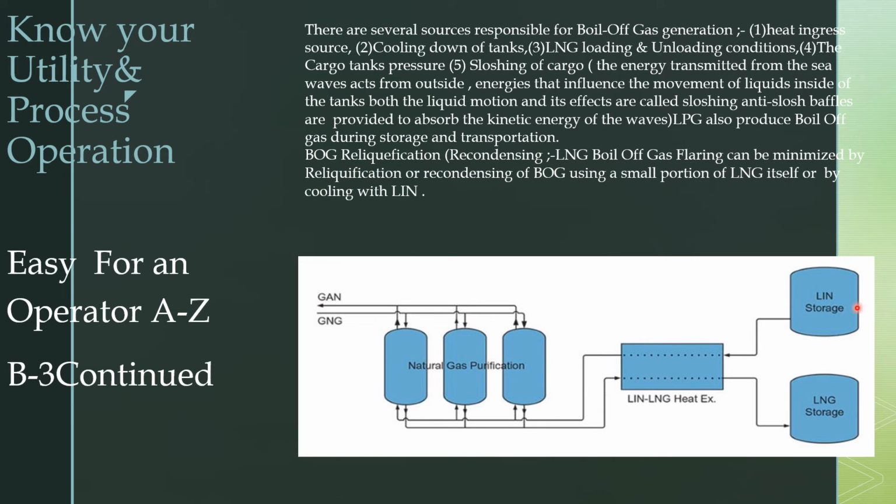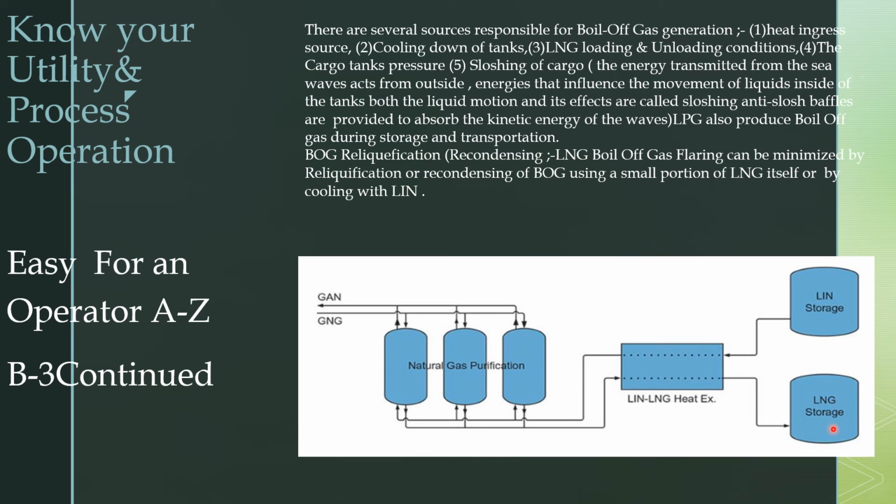and this is the liquid nitrogen storage, which is having liquid nitrogen at minus 196 degrees centigrade. Here is the liquid natural gas storage at minus 162 degrees centigrade. This natural gas BOG from the compressor discharge is coming into the purification unit, getting cooled. Here the liquid nitrogen is going into the heat exchanger. Here the boil off gas coming from the compressor will get cooled and condensed and is going to the storage.